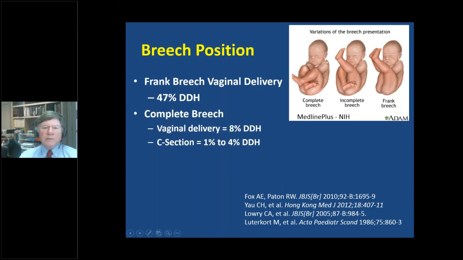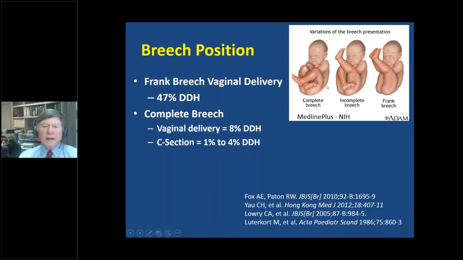Now, a complete breech like this with a vaginal delivery only has an 8% risk of DDH, but by C-section it drops down to 1 to 4%. That's still pretty high. So even any breech position, even born by cesarean section, warrants an ultrasound at 6 weeks, 4 to 6 weeks of age.